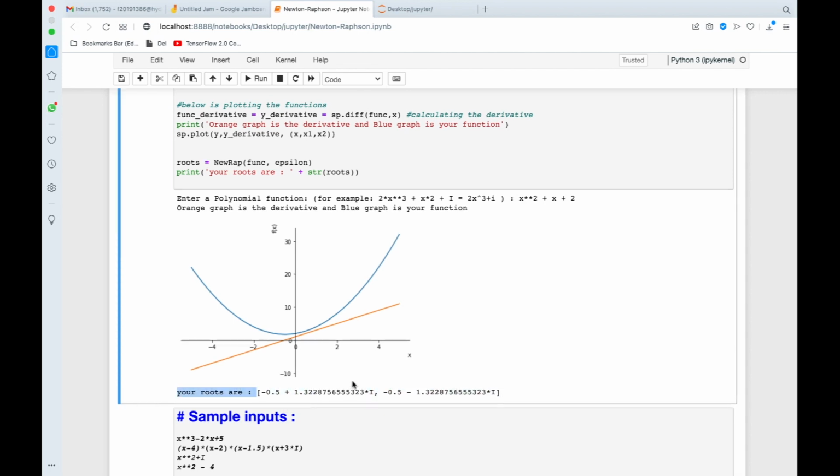Minus 0.5 plus and minus. Both are complex roots. As we can see, they are conjugate roots. Whenever complex roots occur, they occur in conjugates. Okay, so yeah, these are the roots.